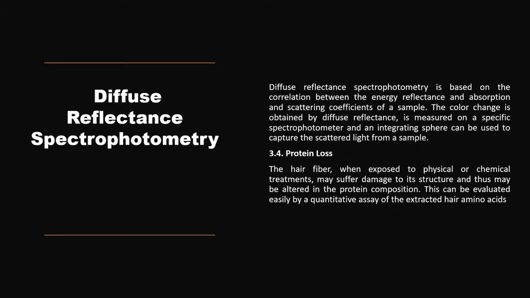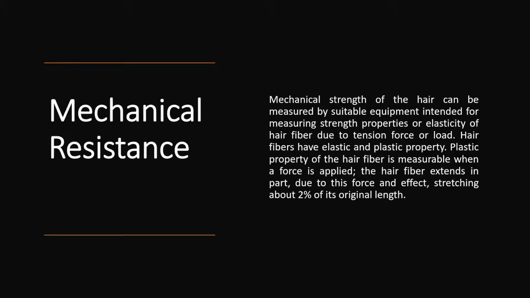Another parameter which is determined to assess hair damage is the protein loss. The hair fibers, when exposed to physical or chemical treatment, may suffer damage to their structure and thus may be altered in the protein composition. This alteration in the protein composition can be evaluated easily by the quantitative assay of the extracted hair amino acids. Next come the mechanical properties.